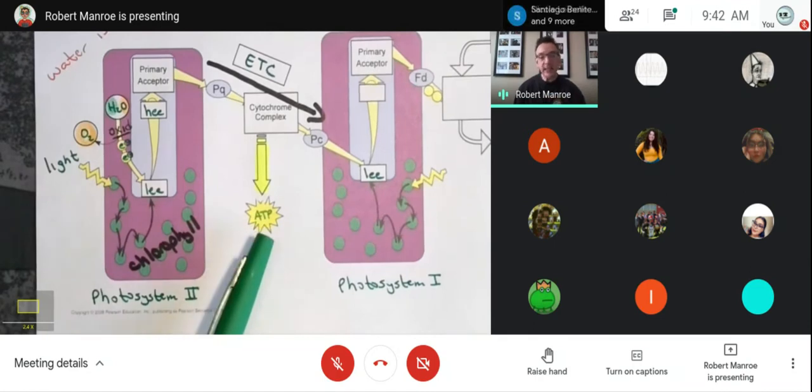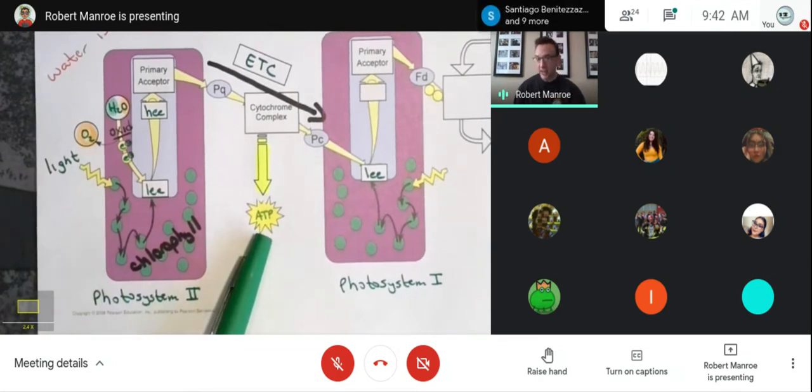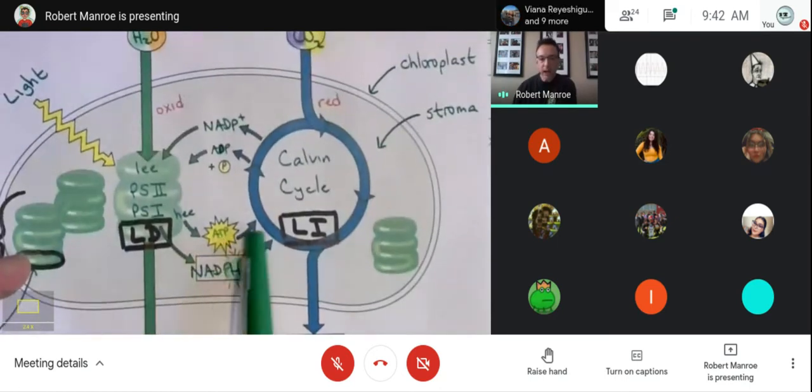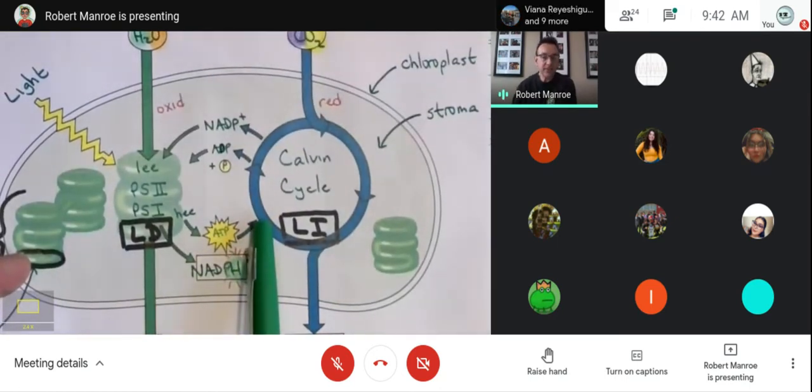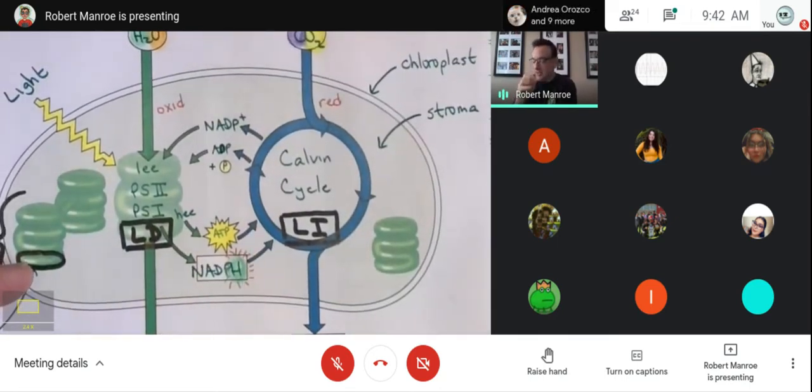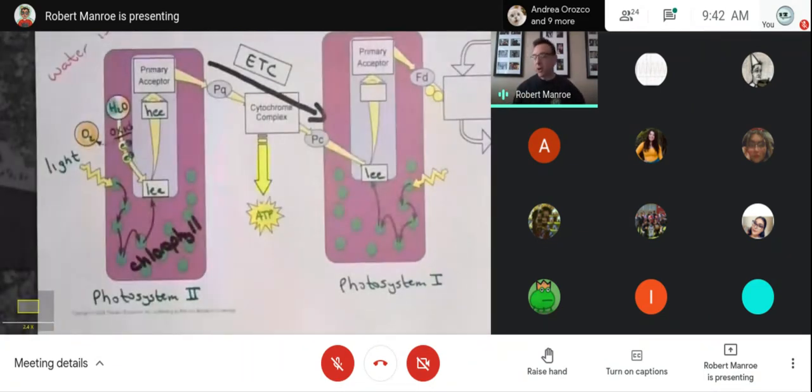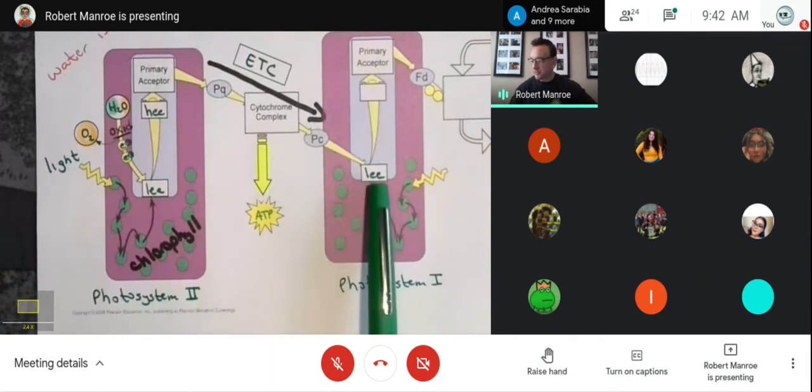Because ultimately, this ATP right here, it's not for the cell, right? This ATP is only to power the Calvin cycle. That's it. It's just a little bit of ATP to power the Calvin cycle. All right, but we have a problem. What's the problem?